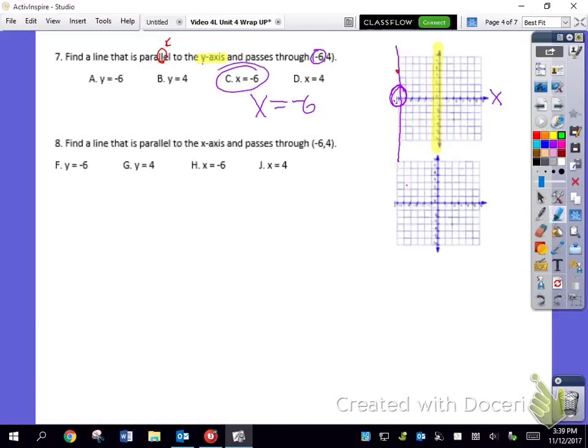Find a line that is parallel to the x-axis and passes through (-6, 4). Here's my x-axis. I want it to be parallel, which means it doesn't touch. So this way, that is parallel. Yes, because if I do it this way, that's not parallel, that would intersect it. So the first one is correct. It goes through 4 on the y-axis, so y equals 4. So it's G.